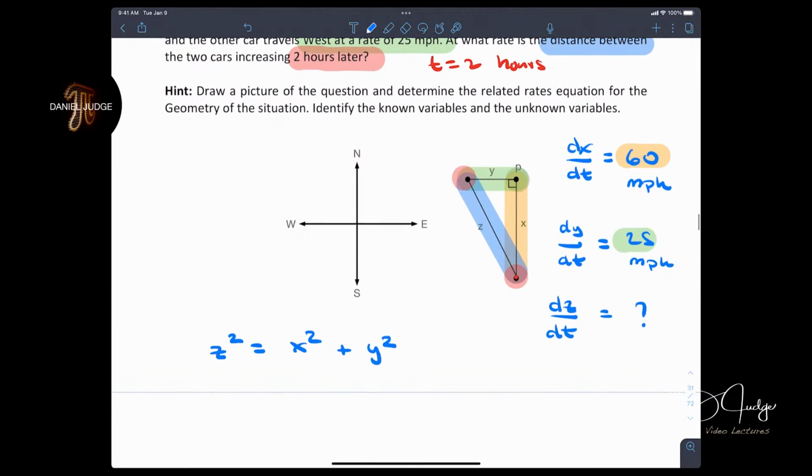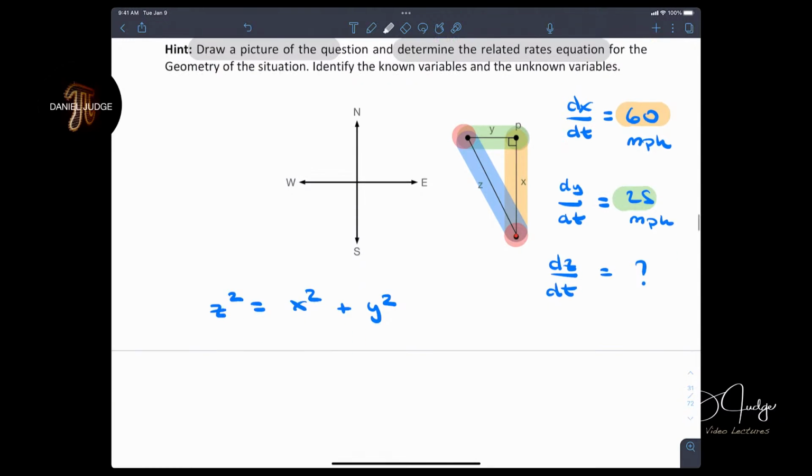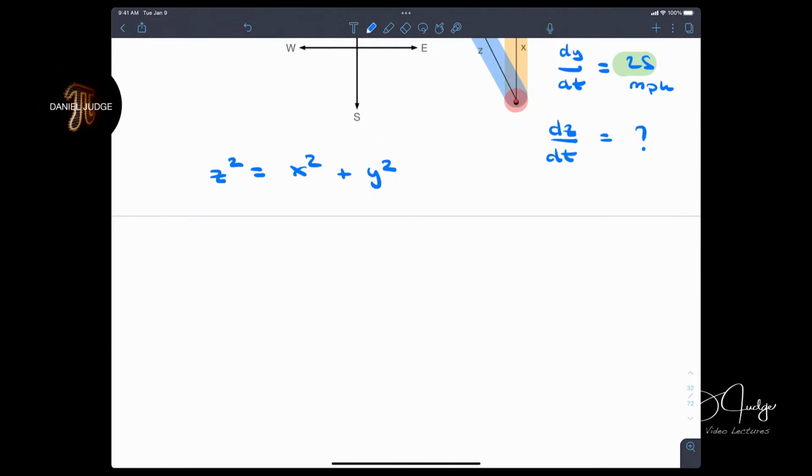Now, remember, they say draw a picture of the question. That's essentially what you see there. Determine the related rates equation after we find the variables. And that's what you want to do now, determine that related rates equation. So differentiate both sides with respect to t. Now remember, these variables are changing over time. So they're all functions of t. So z is a function of t, x is a function of t, y is a function of t.